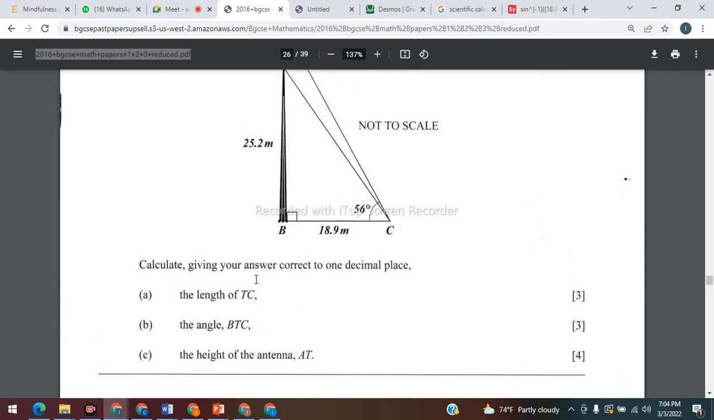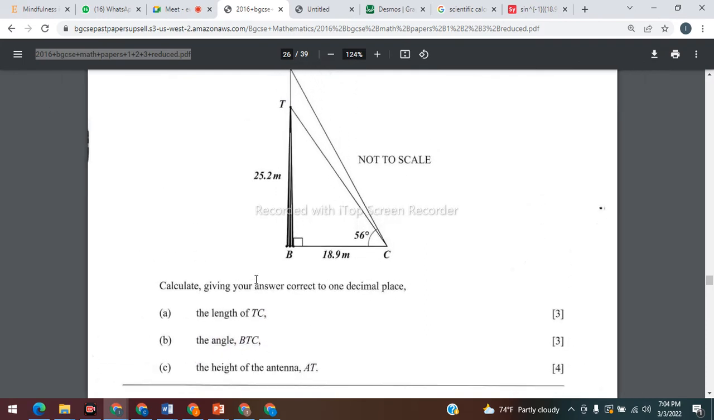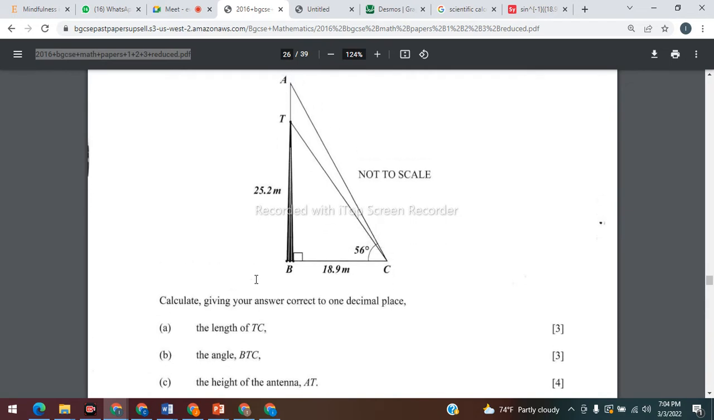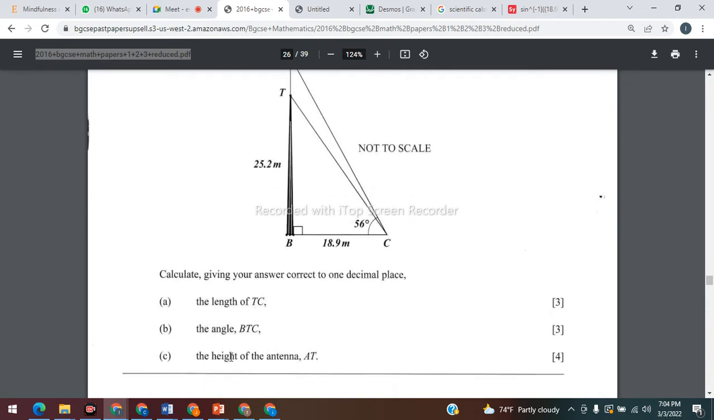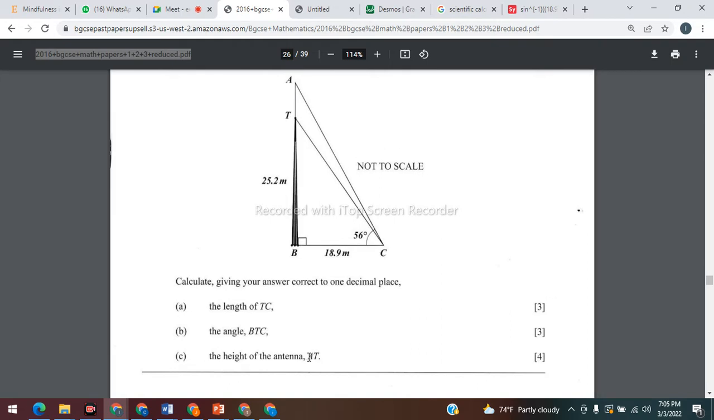Now, for the height of the antenna, we want the height of the antenna, AT. What we really want is the height of the antenna, AT. So AT is this particular line segment. This one.